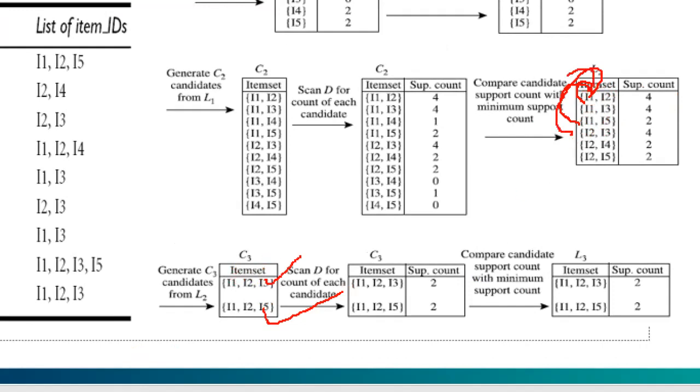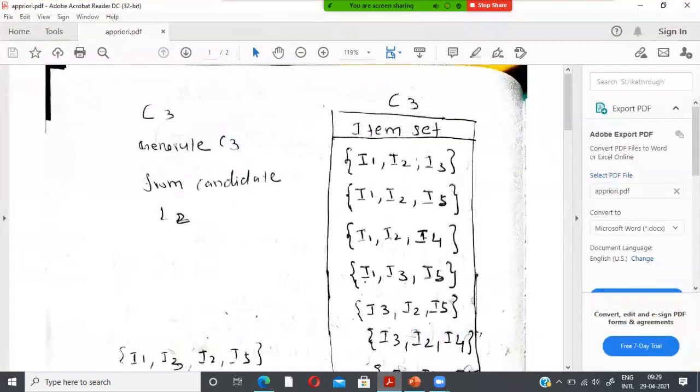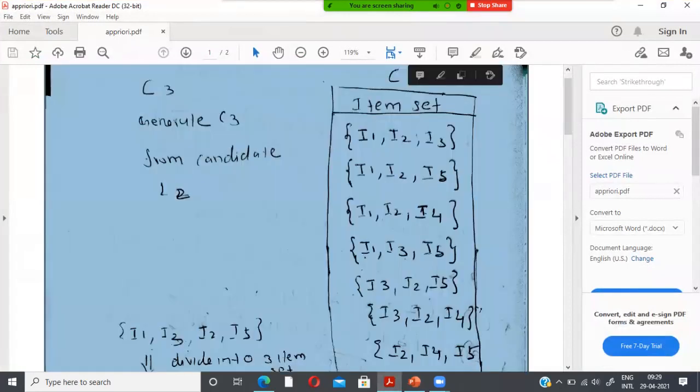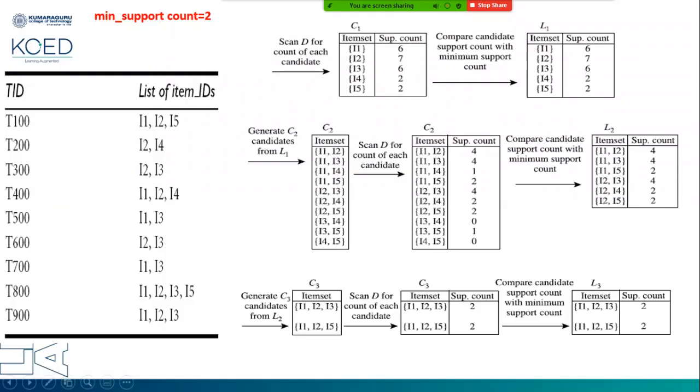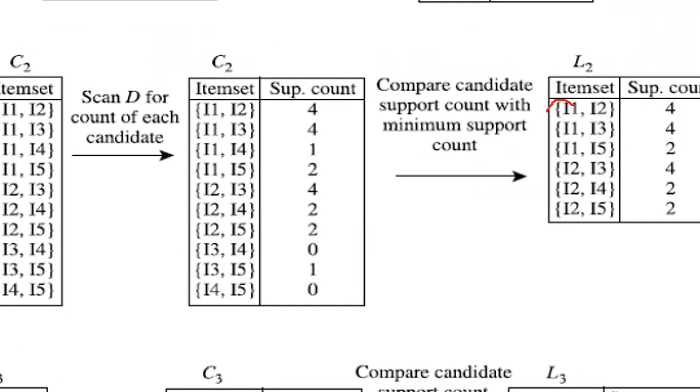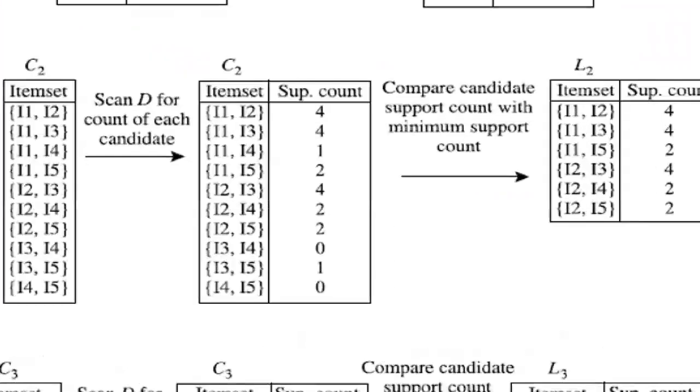Then I'm comparing I1, I2 with I2, I4. So I1, I2 and I4, so we have to add I1, I2, I4. This is the process. I'm adding I1, I2, I4 here. Likewise, I'm joining to get I1, I2, I5, which is already in the database.